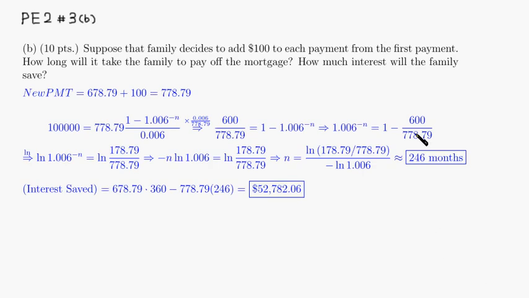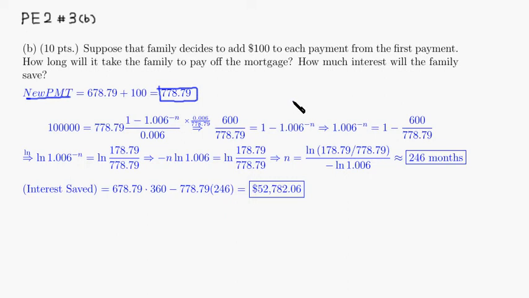Okay, let's look at practice exam 2, number 3, part B. All right, so the payment was $678.79 from part A, but the family decided to pay an additional $100. So you can see that the new payment came out to be $778.79.